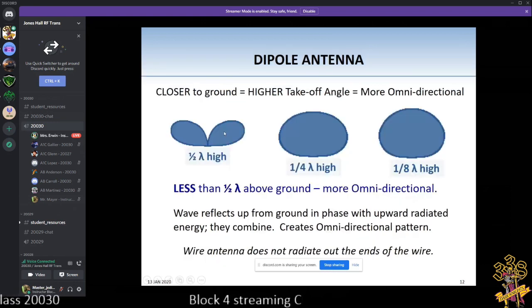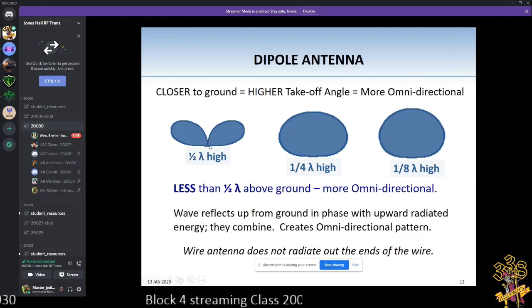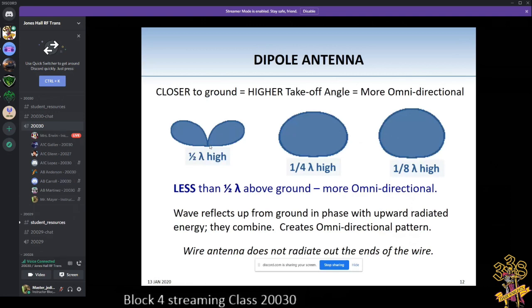So at a half wave above the ground, this would be your radiation pattern. That's a half wave or more. You bring it closer to the ground, it starts becoming more omnidirectional. You're spreading your energy around, so it's not going to transmit as far. As you get even closer to the ground, it becomes even more omnidirectional. You could actually lay it on the ground and it would transmit. It just wouldn't transmit very far because it would get absorbed.